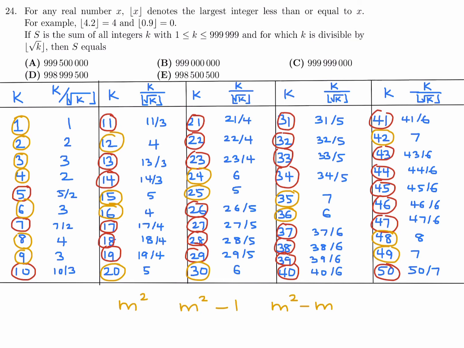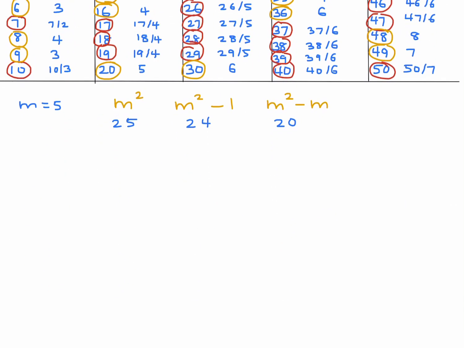So I think I sort of verbally tested it out. Let's say when m is 5, this will be 25, this will be 24, and this will be 25 minus 5, which is 20. Yep, 25, 24, and 20. And similarly for all the values, it will work. Okay, great. I got a pattern. So all the k's are of these forms.